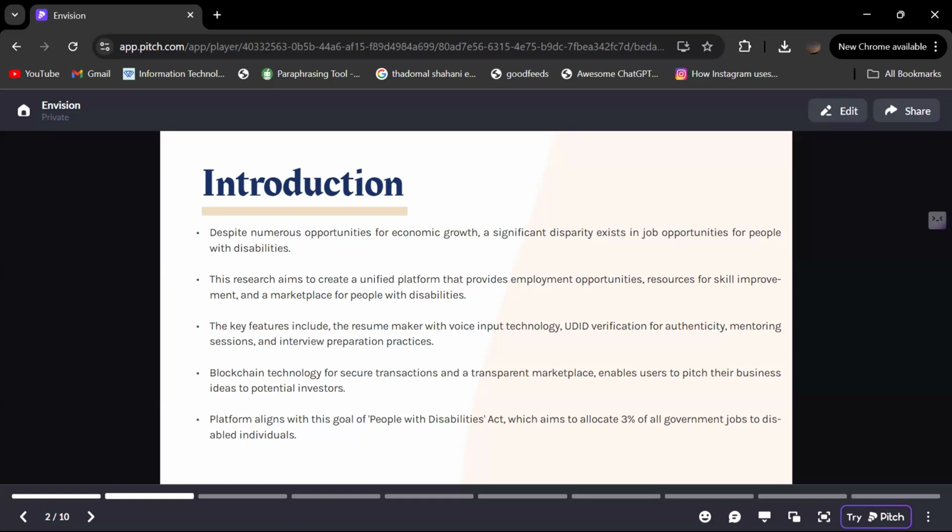The platform features are a resume maker with voice input, UDID verification for authenticity, mentoring sessions, and interview preparation practices. It uses blockchain technology for secure transactions and a transparent marketplace, enabling users to pitch their business ideas to potential investors. Additionally, the platform also aligns with the Persons with Disabilities Act, which aims to allocate 3% of all government jobs to disabled individuals by supporting their job preparation and application process.